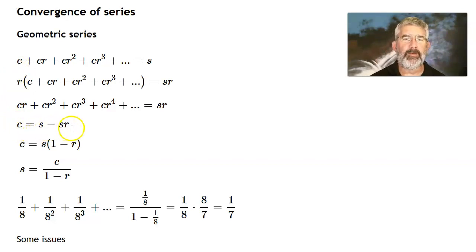So c equals s minus sr. I can now solve for s, factor out the s, and divide by the 1 minus r. So s is equal to c over 1 minus r.